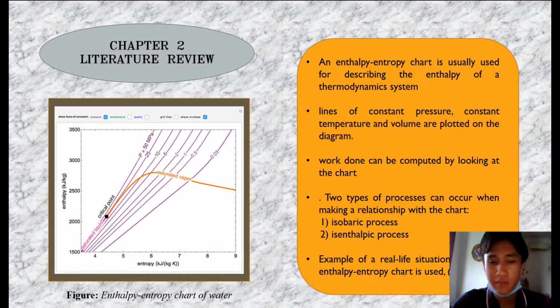From the graph, there are two types of processes that can occur when making a relationship with the chart. The first type of process is an isobaric process. What is an isobaric process? An isobaric process is a process in which the pressure remains constant, so the heat interaction in the whole chart is the change in enthalpy. The second type of process is an isenthalpic process, in which the enthalpy remains constant.